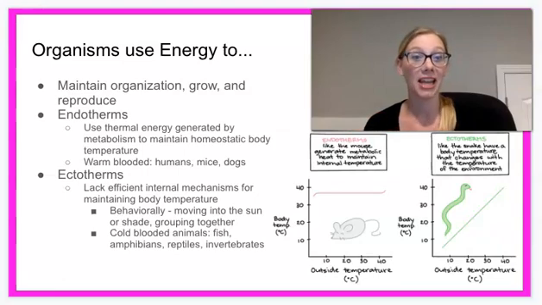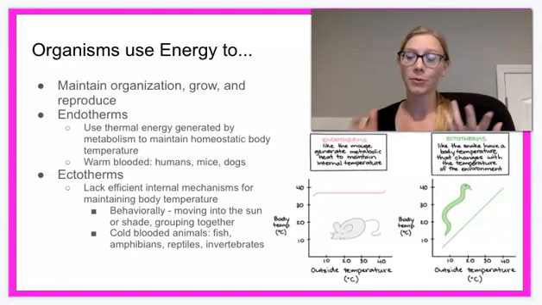So the first thing I want to talk about is that organisms use energy to do lots of things, to maintain organization, to grow and reproduce. And one of the things they have to do to maintain homeostasis, this balance, is really just regulate their body temperature. And there are two types of organisms I want to talk about: endotherms and ectotherms.